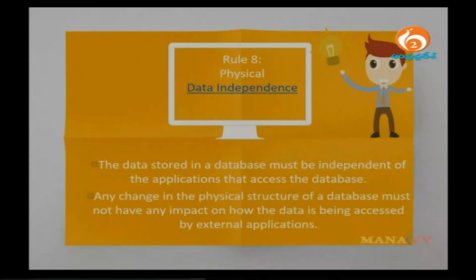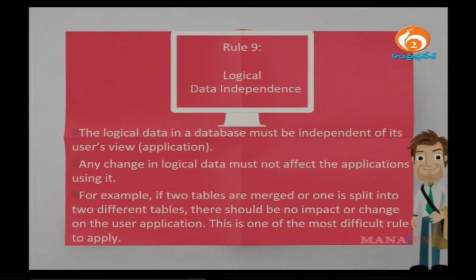And the next important rule is the data independence of a particular physical structure. Alright. So, this would be the 8th rule. Now, let me take you to the 9th rule. The 9th rule is something called logical data independence. This is again one of the very important points. Now, let me tell you what this important point is all about.